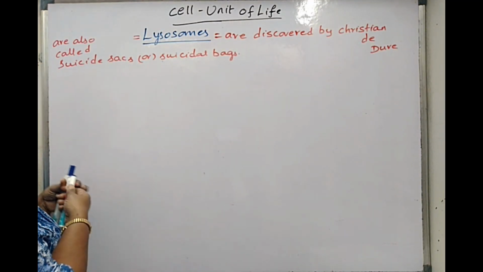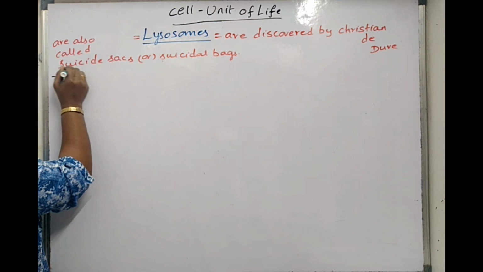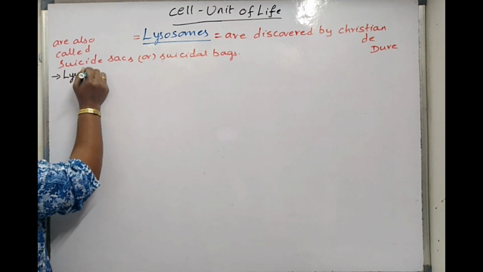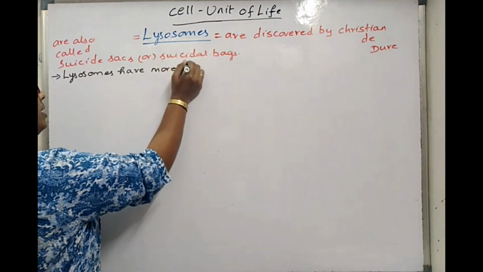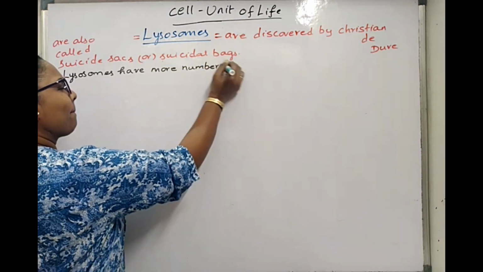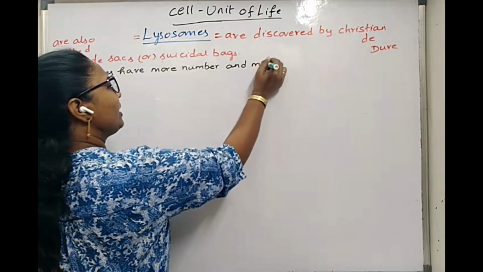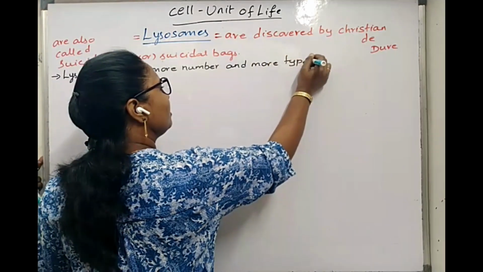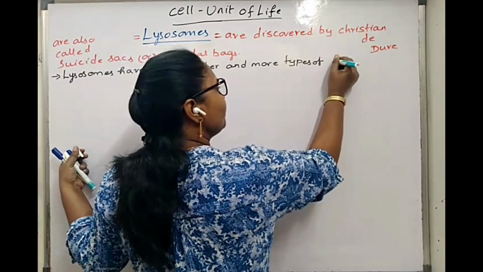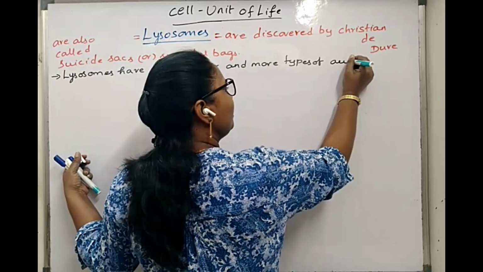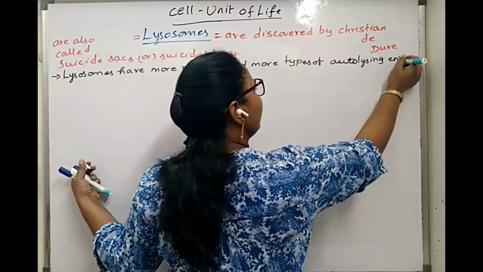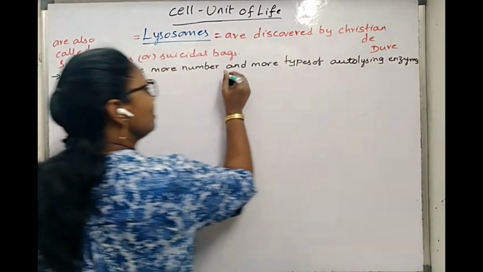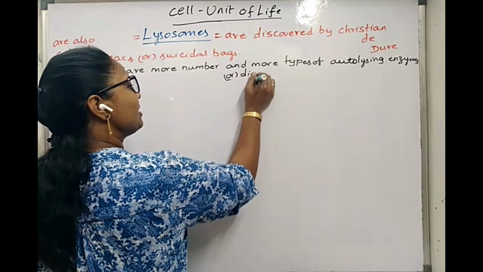These lysosomes have more number and more types of autolysing enzymes or digesting enzymes.